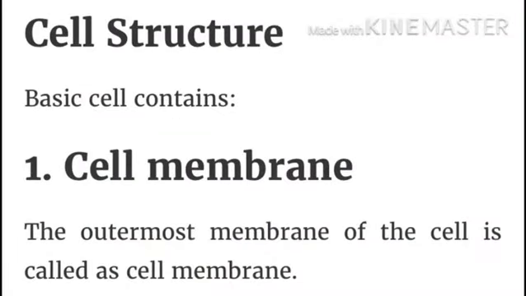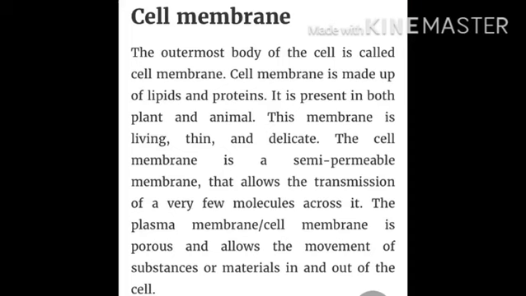Cell structure. The basic cell contains first the cell membrane. The outermost membrane of the cell is called the cell membrane. Cell membrane is made up of lipids and protein. It is present in both plants and animals. This membrane is living, thin and delicate.